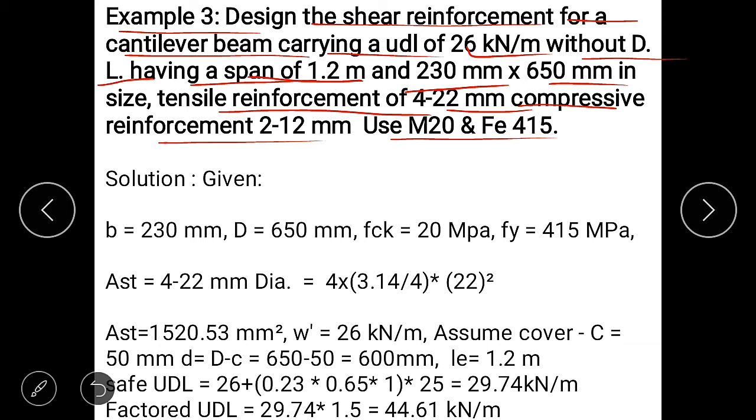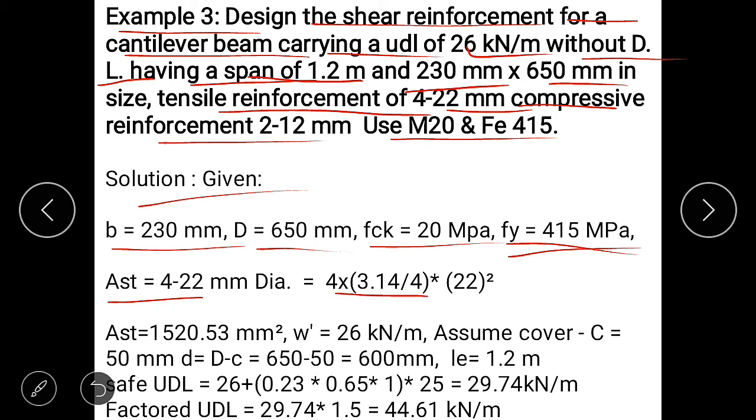Okay. So given data is B is 230 mm, overall depth is 650 mm, FCK is 20, the grade of concrete is 20, the grade of steel is Fe415. The bar AST, means steel in tension zone, is 4 bar of 22 mm, so 4 into pi by 4 into 22 square, so AST is 1520.53 mm square. W without dead load is 22 kilonewton per meter.